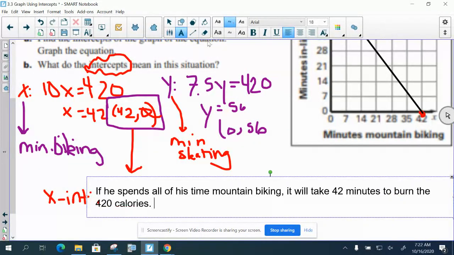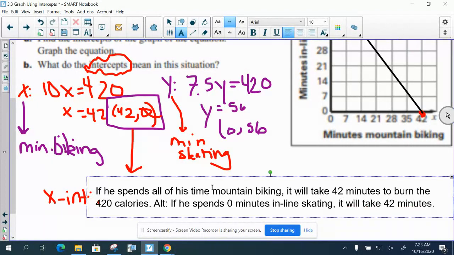But you have to be specific. You could also say, alternatively, if he spends 0 minutes inline skating, and then the same thing: it will take 42 minutes. Same thing. Okay, that's another way you can say it. But when you are writing down what the intercepts mean, say if blah, blah, blah, then it will take blah, blah, blah. Okay, so write it like this.